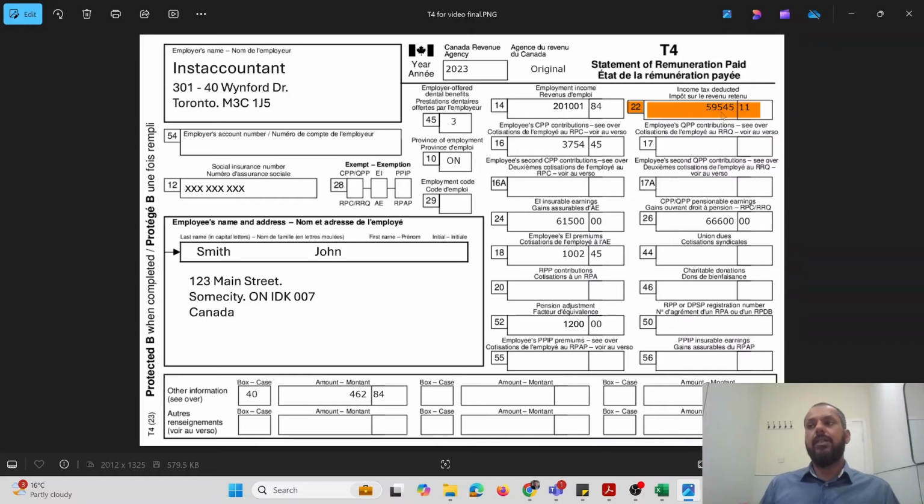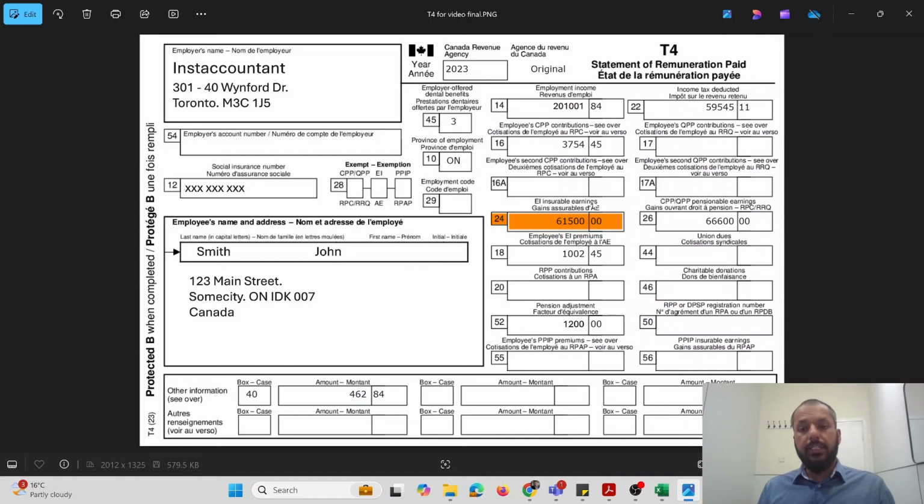So at the end of the year, when you file your tax return, you get to know if you're getting a $2,000 refund. That means that you paid $2,000 excessive tax during the year, which the government is going to refund to you. Next amount, box number 24.